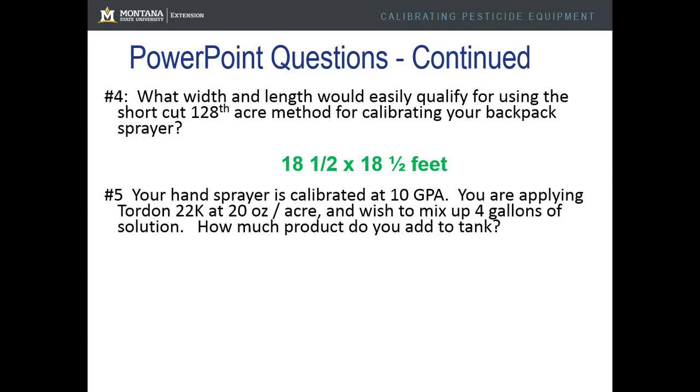Remember, by taking the pesticide product rate and dividing by the GPA of your sprayer, you can determine the pesticide to add per gallon of solution. You may wish to pause the video.